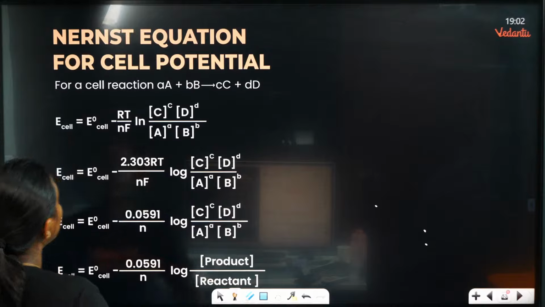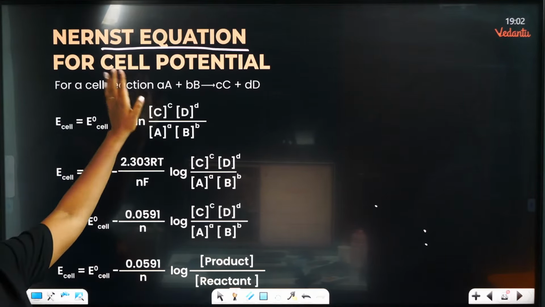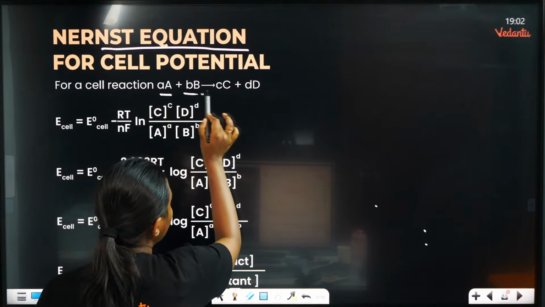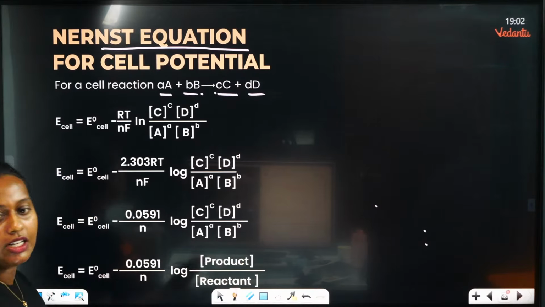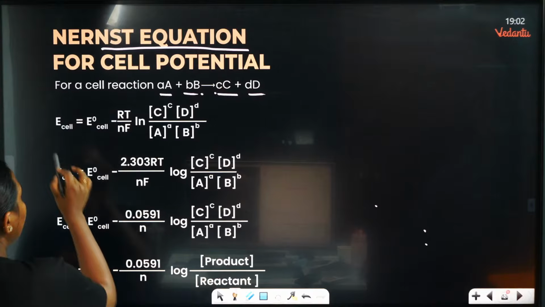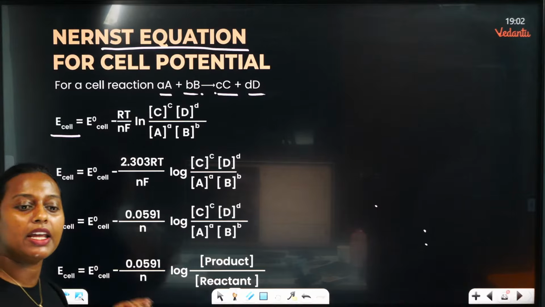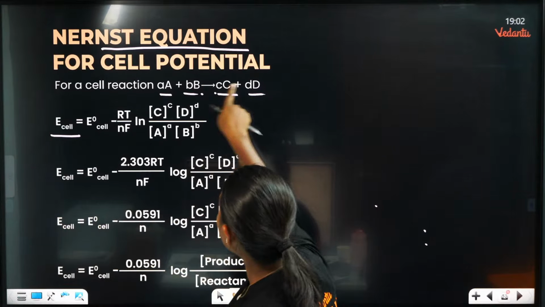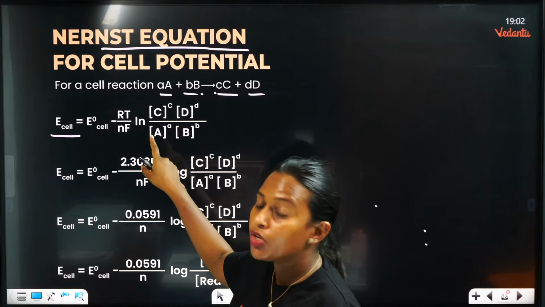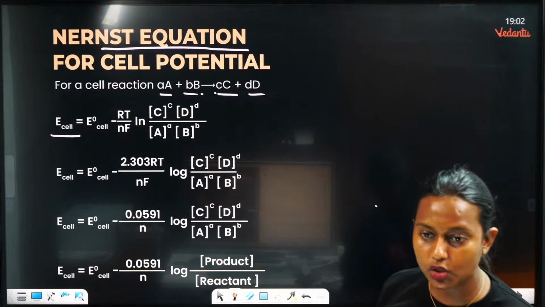Okay, Nernst equation for cell potential. Next is the Nernst equation for cell potential. Consider a reaction aA plus bB giving cC plus dD. It is a general equation. So E cell is equal to E naught cell minus RT by nF ln of concentration of C raised to c into concentration of D raised to d, divided by concentration of A raised to a into concentration of B raised to b.